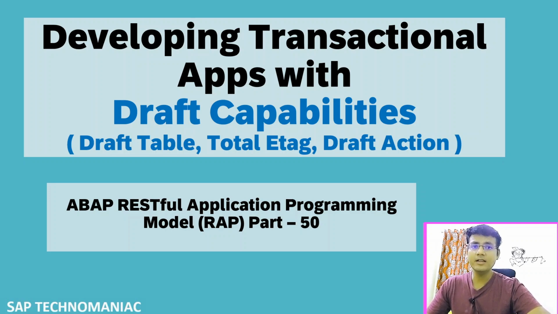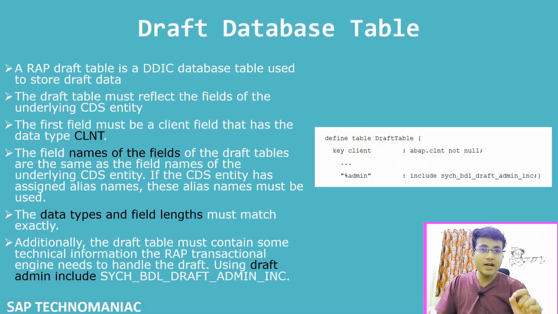And once we define these actions in the draft scenario, they will work without us doing any implementation. Let's get started. We will start with the draft table. The draft table is a normal database table only. Like we have the active table, we have the draft table as well. But whenever we are creating the draft table, there are some things we have to make sure of.